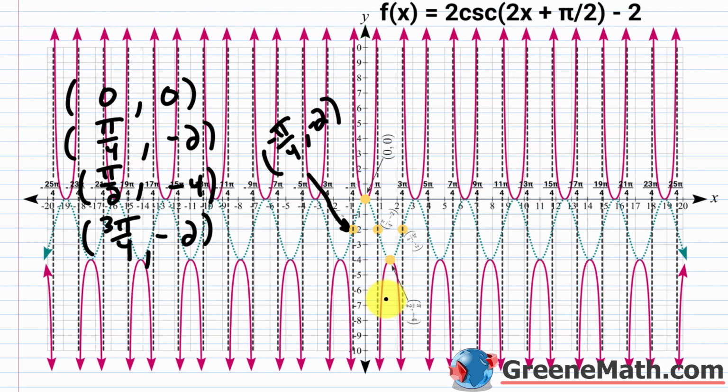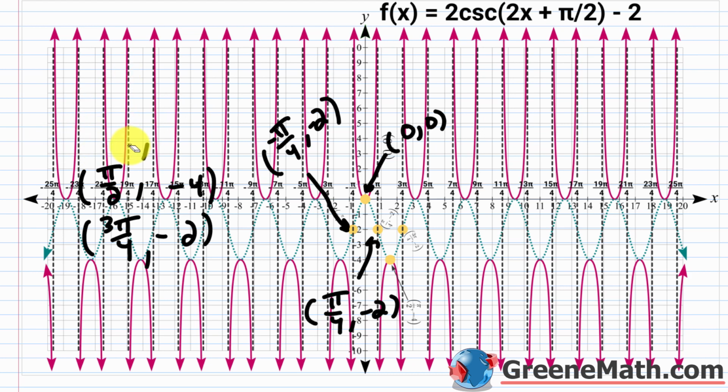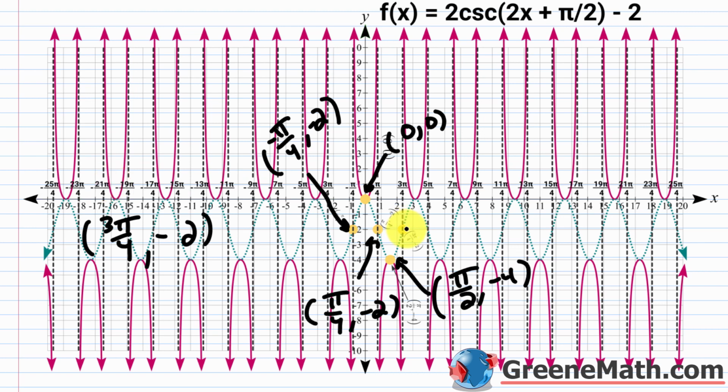This point right here is 0 comma 0. So let me arrow to that and say that's 0 comma 0. And then this point right here, this is going to be that pi over 4 comma negative 2. So pi over 4 comma negative 2. Let me erase these as I use them. And then this point right here, this is your pi over 2 comma negative 4. So pi over 2 comma negative 4. Let me get rid of that. And then this right here is the 3 pi over 4 comma negative 2. So this is 3 pi over 4 comma negative 2.